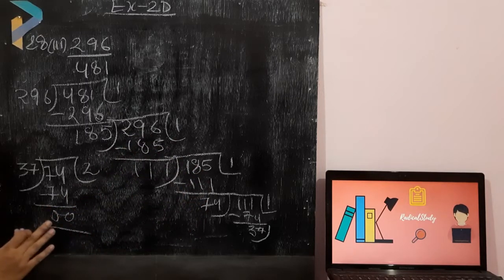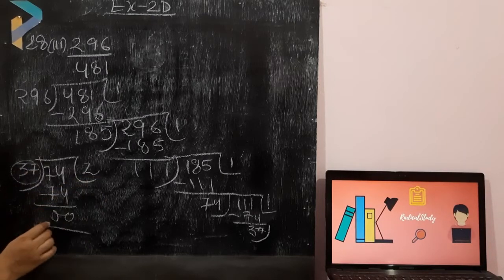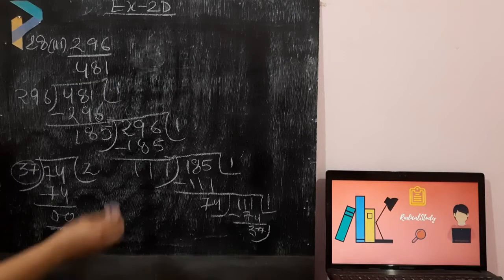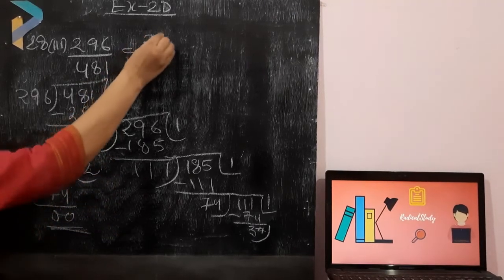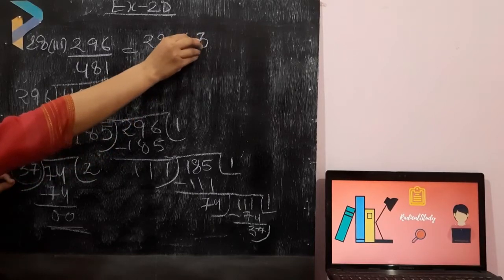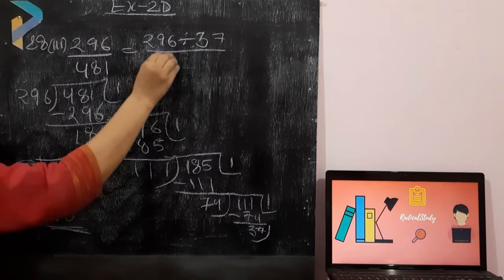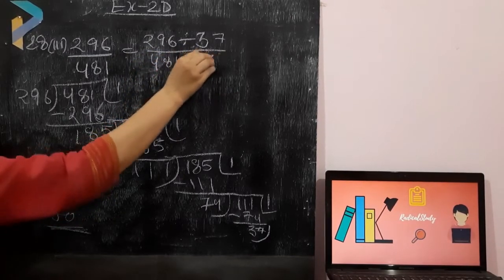But in the last step, that is 37 twos are 74. We have got the remainder 0. So the HCF of these two numbers is 37. Now in order to reduce it to the lowest term, what we have to do? We have to divide 296 by 37. And here also we have to divide 481 by 37.